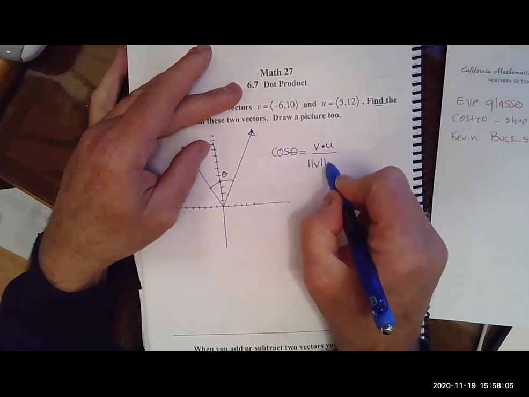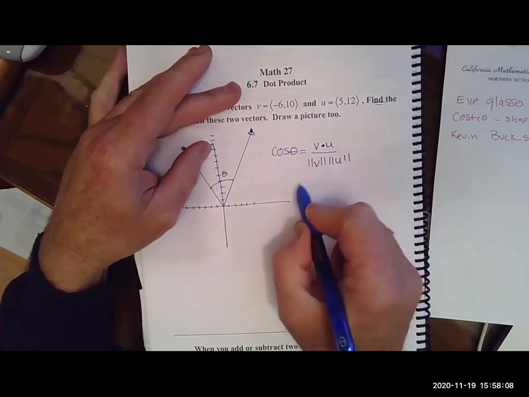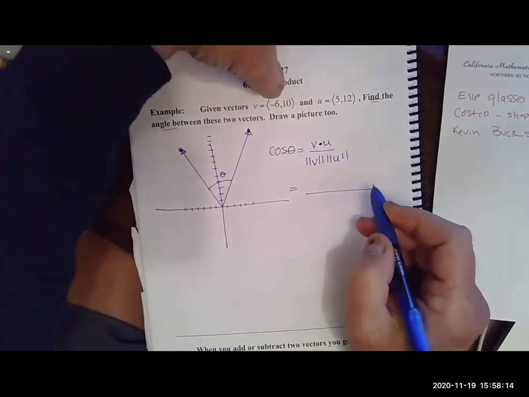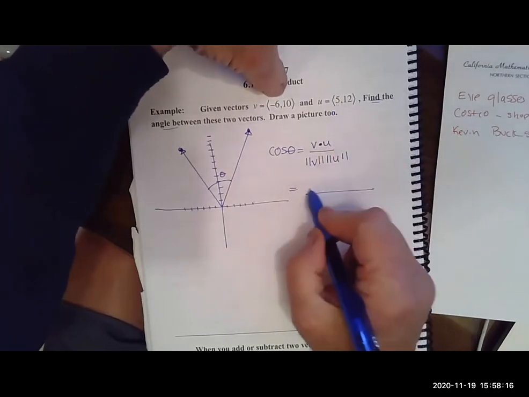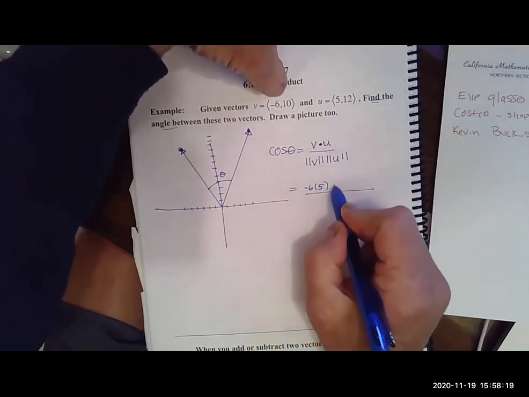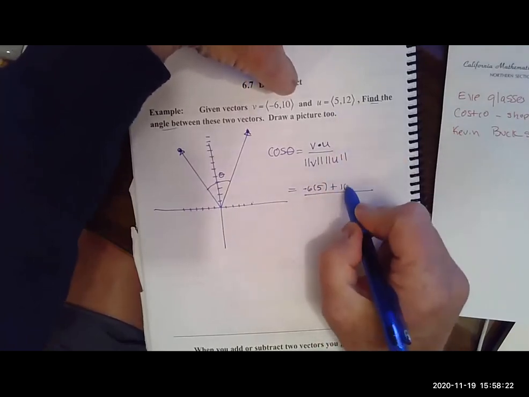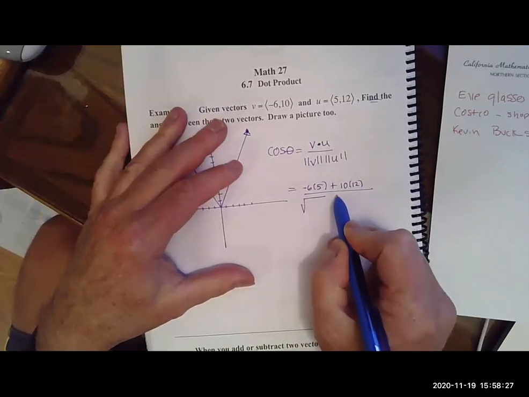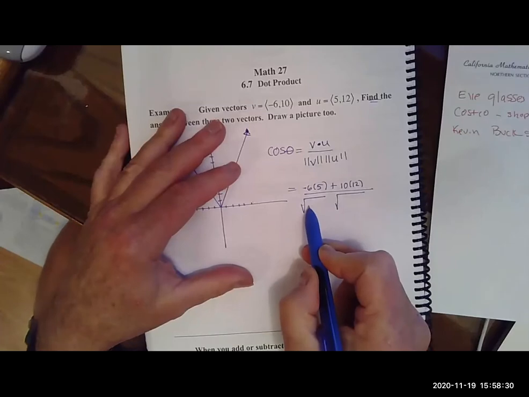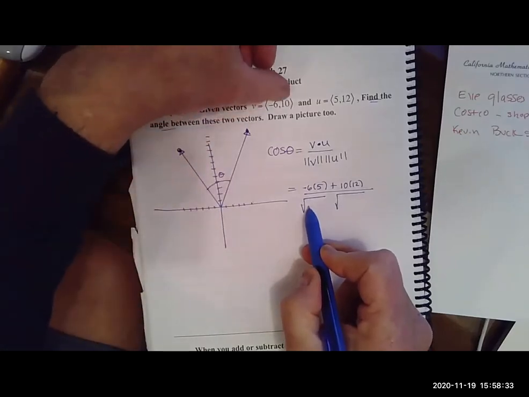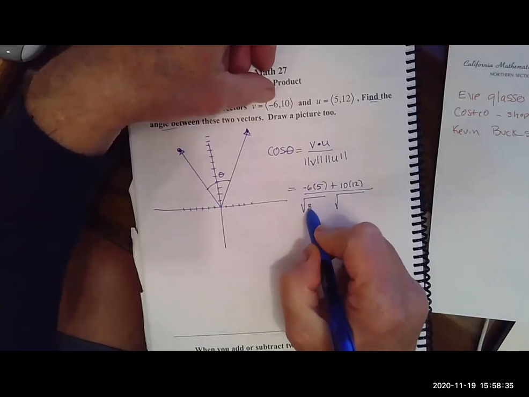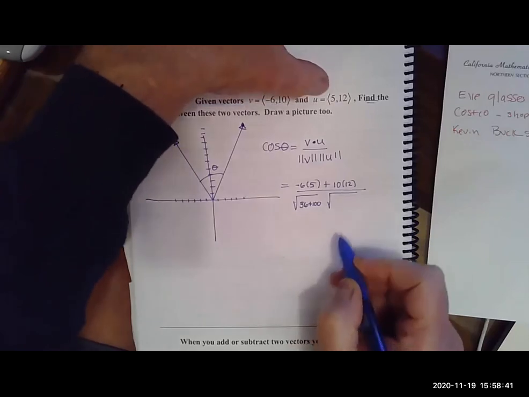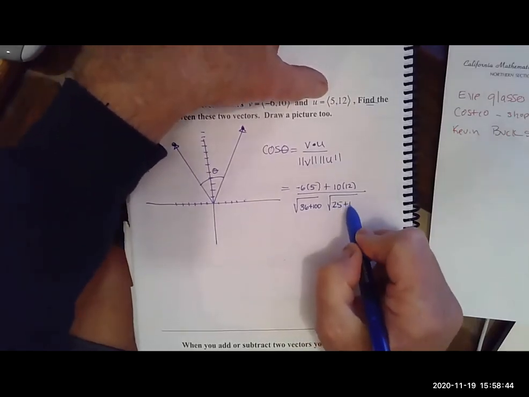Magnitude of v, u. Okay, so v dot u. So we multiply these guys together. That's negative 6 times 5. And then you add the 10 and the 12. And then you take the square root, the product of the square roots. So what goes in here is the negative 6 squared and 10 squared. So that's 36 and 100, over 25 and 144.